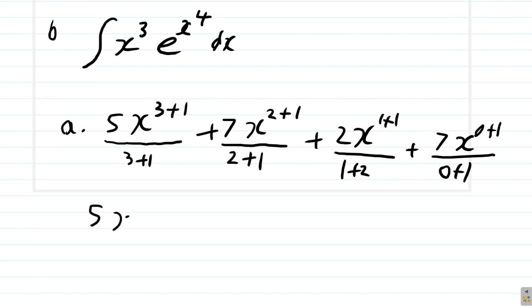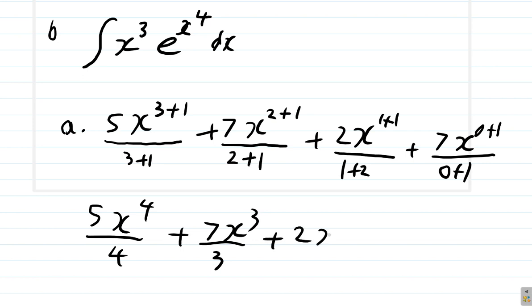is 5x to the 4th divided by 4, plus 7x cubed over 3, plus 2x squared. Oh, I had said 1 plus 2 here. It should be 1 plus 1, not 1 plus 2. Alright, x squared over 2 plus 7x divided by 1.